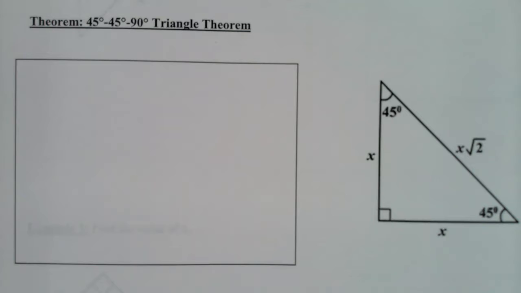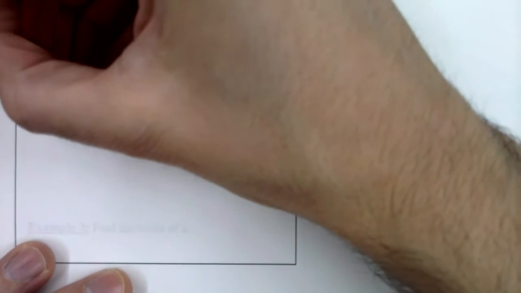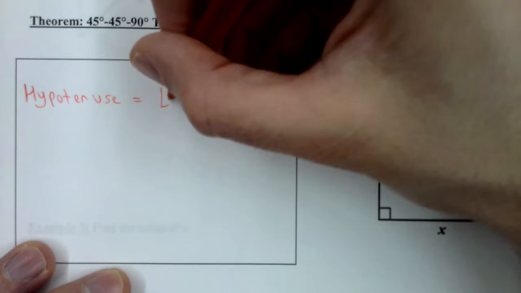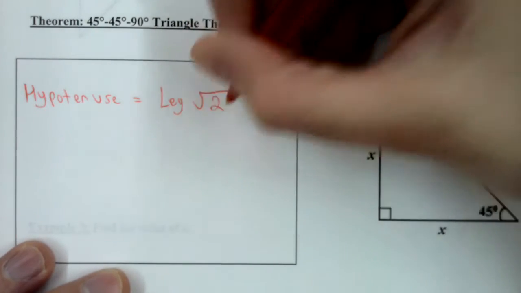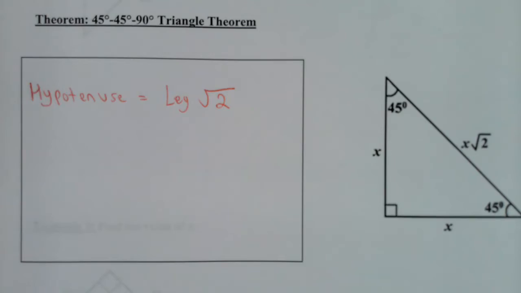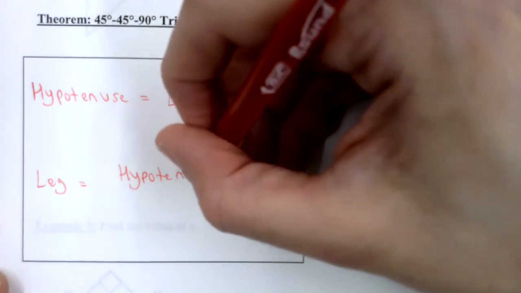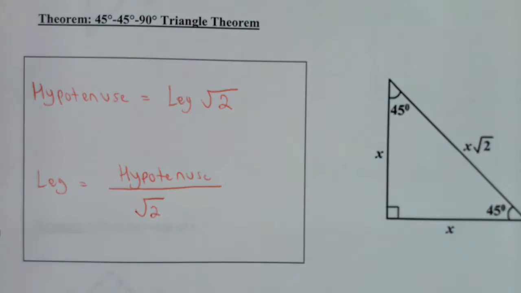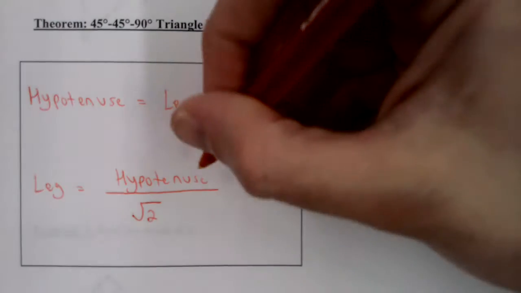So let's start with the easier one, the 45, 45, 90 triangles. There's a special relationship between the sides. The first thing you have to know is that the hypotenuse equals the leg times the square root of 2. And the other thing you have to know, let's work backwards, is that the leg equals the hypotenuse divided by the square root of 2. Okay, so you got to memorize those two. These are for 45, 45, 90 triangles.